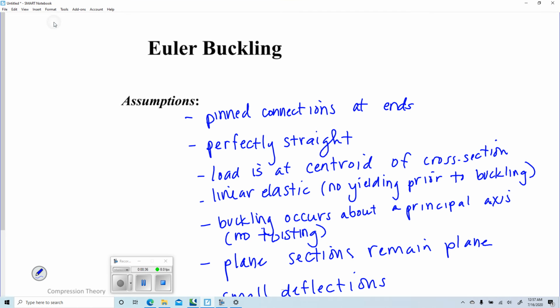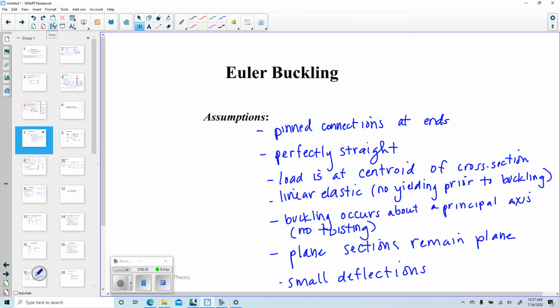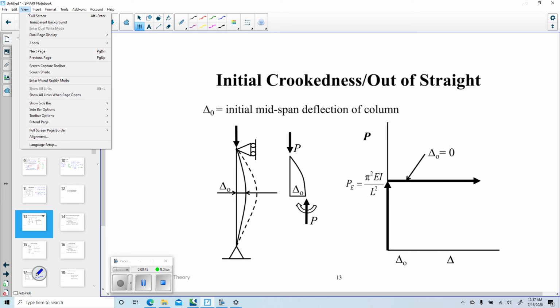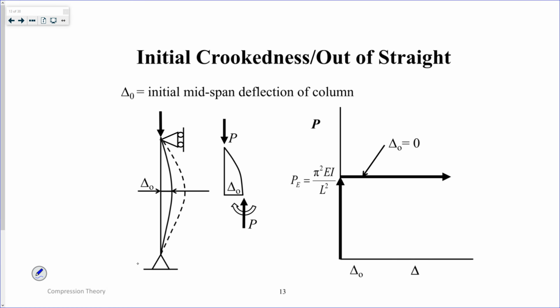So now we're going to tackle those assumptions and how they are dealt with in actual behavior. So one of the assumptions was that the column is perfectly straight. What happens if your column is not perfectly straight? Let's say it already has a little bit of inherent crookedness or deflection, right? Like a little bit of deflection already. That's your initial mid-span deflection.